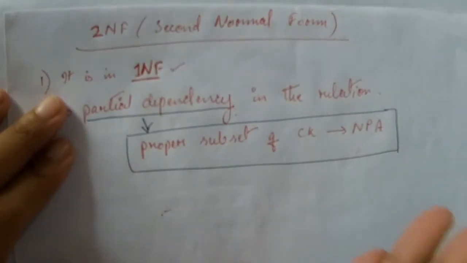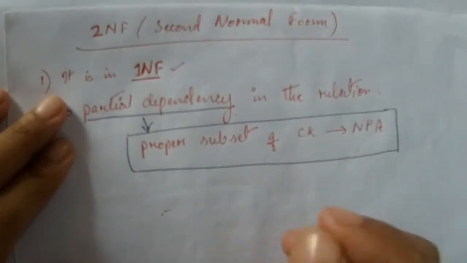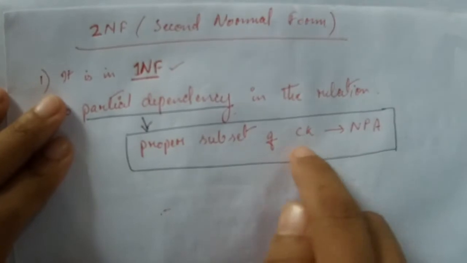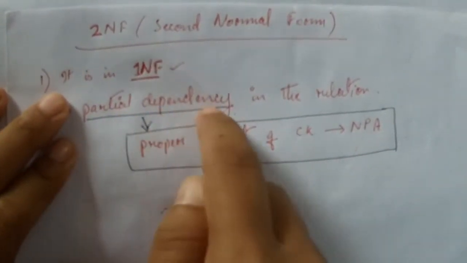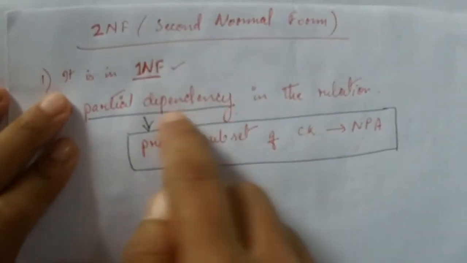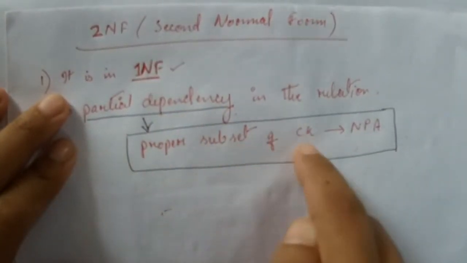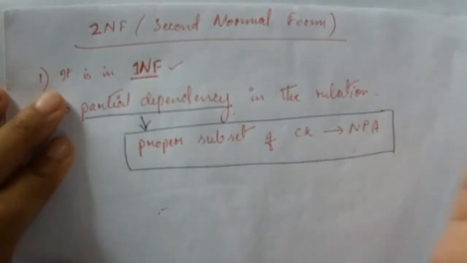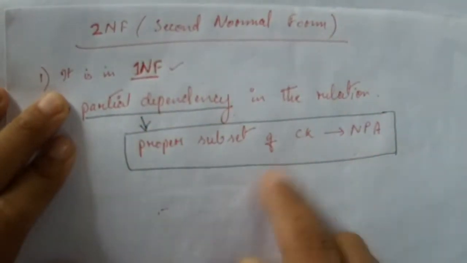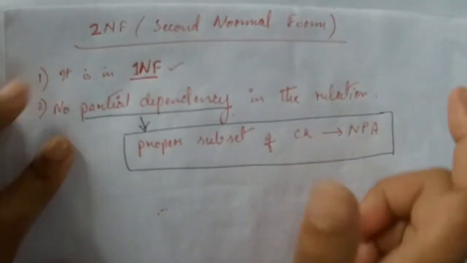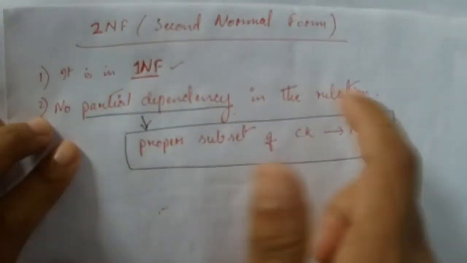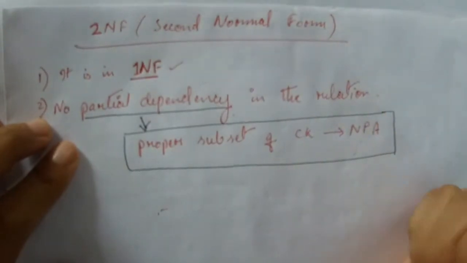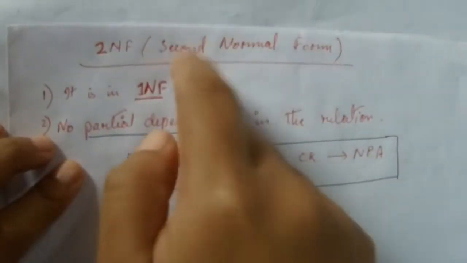So what is a candidate key? The minimal super key is called a candidate key. Now, how to find a partial dependency? This is the method: a proper subset of a candidate key which determines a non-prime attribute is called a partial dependency. We do not need this in the given relation. That's why it says no partial dependency in the given relation or table. So these 2 points we have to remember while solving for second normal form.